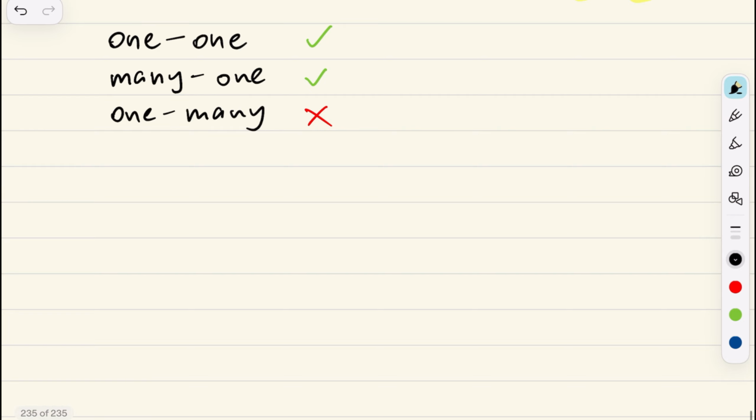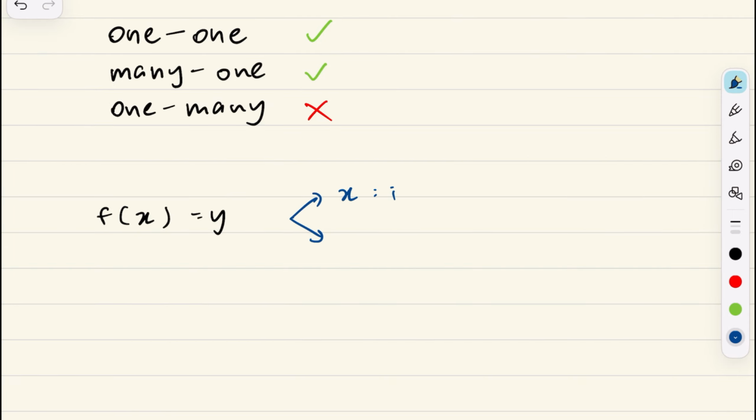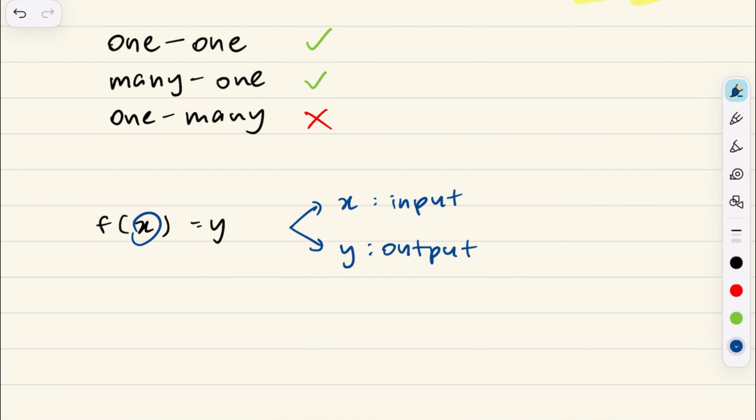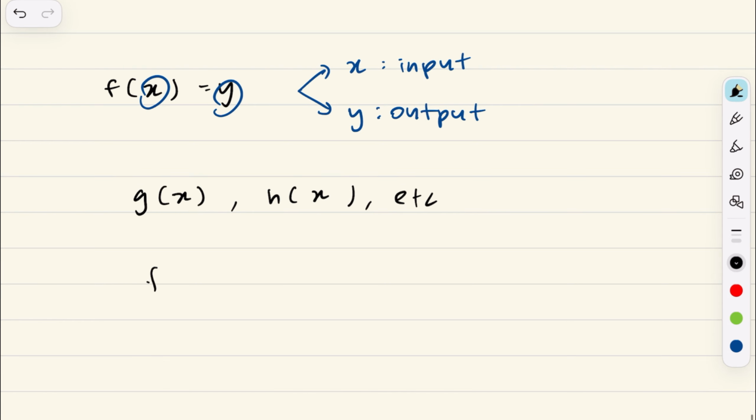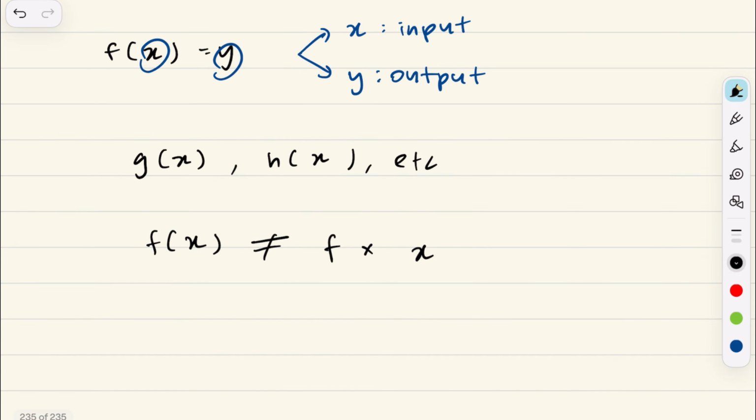Now, functions are usually written in the form f of x equals y. This is the most common form it's presented in. In this case, like I explained before, x is the input and y is the output. The letter f is just the name of the function. It can also be g of x, h of x, or any other letter. It's just a name. A very important point to note is that f of x does not mean f multiplied by x. What it means is the output that we get when the input is x.